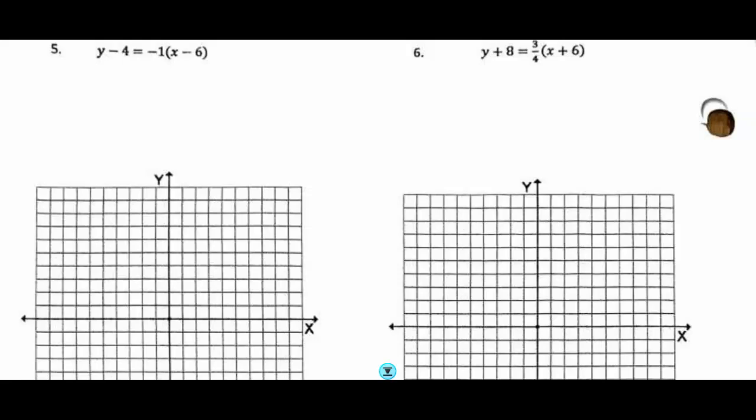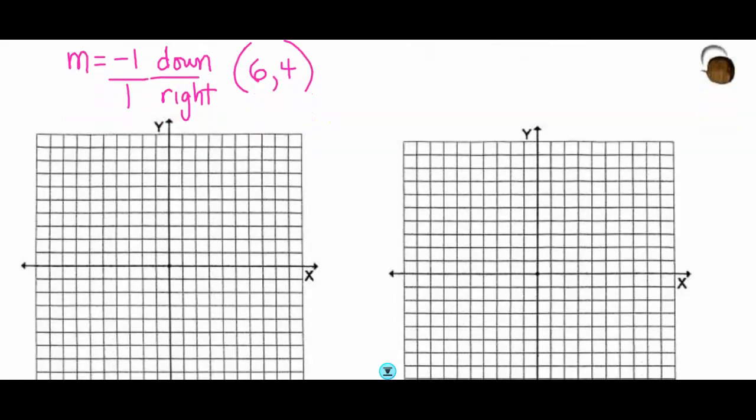Number 5 says y minus 4 equals -1, x minus 6. So I'm going to write the slope as -1. But I'm going to put that over 1 because it has to be a fraction. This means I go down and right. My ordered pair, they're both negative, so I'm okay. This is 6, 4. We'll pull down my screen.